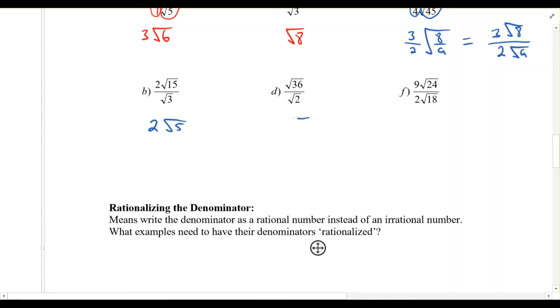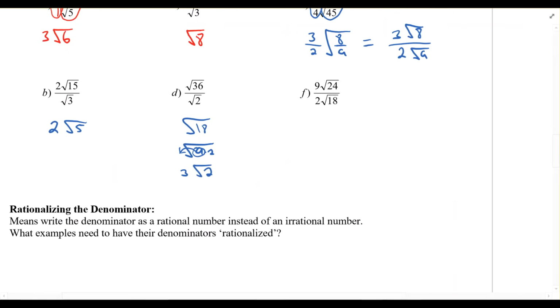This is going to be root 18. But I should probably simplify that. I should rewrite this as 9 times 2, and then take the 9 out as a 3, so this would be 3 root 2. And then this one, I can't really do anything more with the numbers.